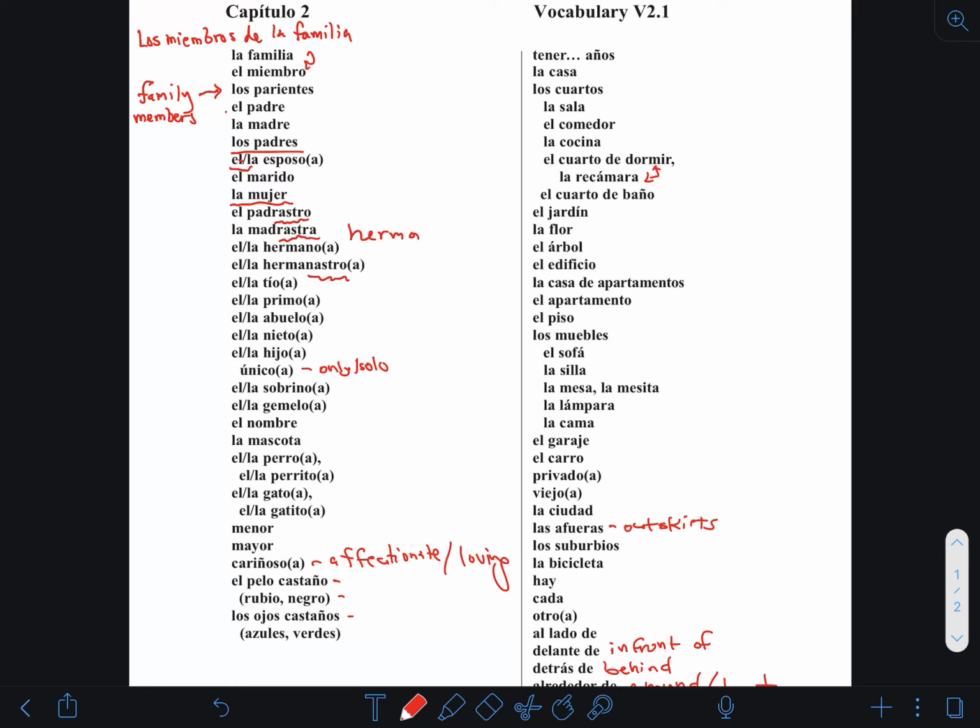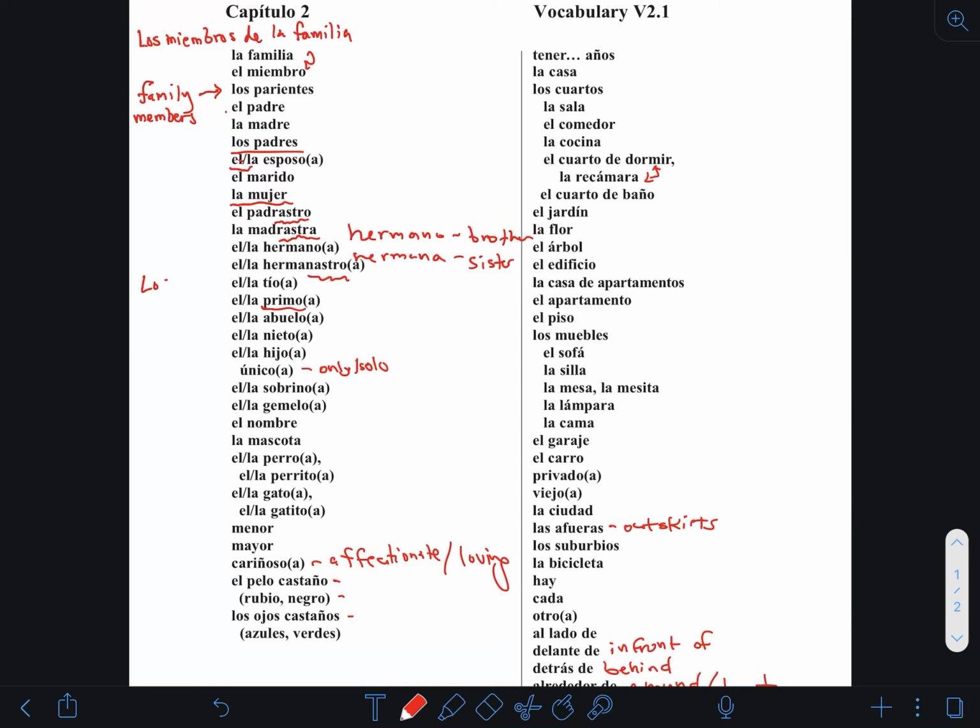Hermano. Hermana. Right? Bro. Sis. Probably should be literally correct. So, el hermanastro, stepbrother. La hermanastra. Hermanastra is stepsister. El tío is uncle. La tía is aunt, however you guys say it. El primo would be a boy cousin. La prima would be female cousin.